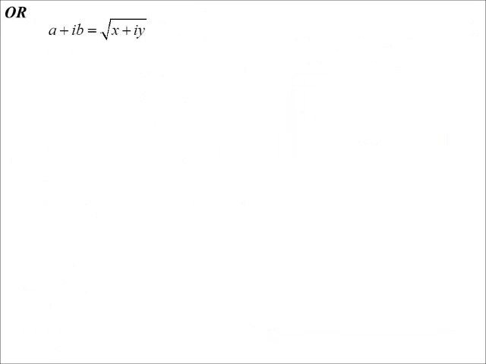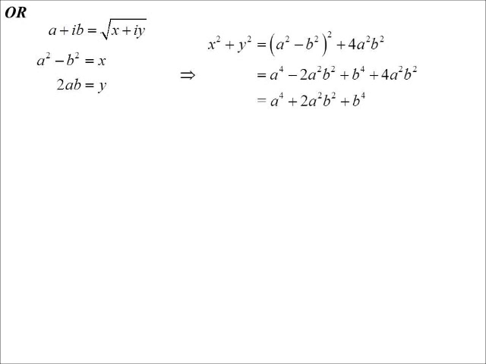Okay, so a plus ib is the square root of x plus iy. Here's another way of solving the same question. We just saw a squared minus b squared is x, and 2ab is equal to y. Now we can use that even further. If I play around with this idea, x squared plus y squared, remember z times z conjugate, that idea of z times z conjugate.